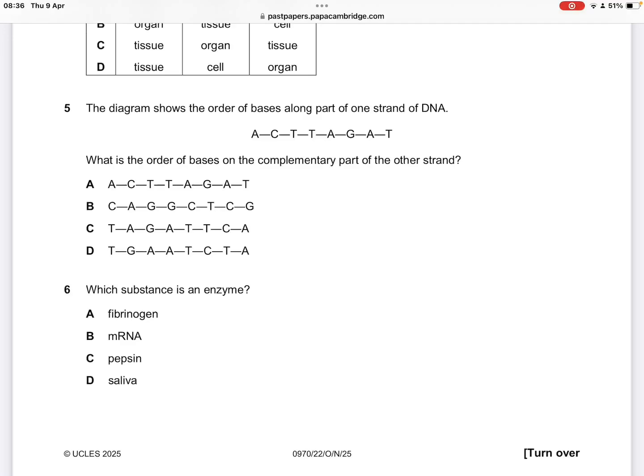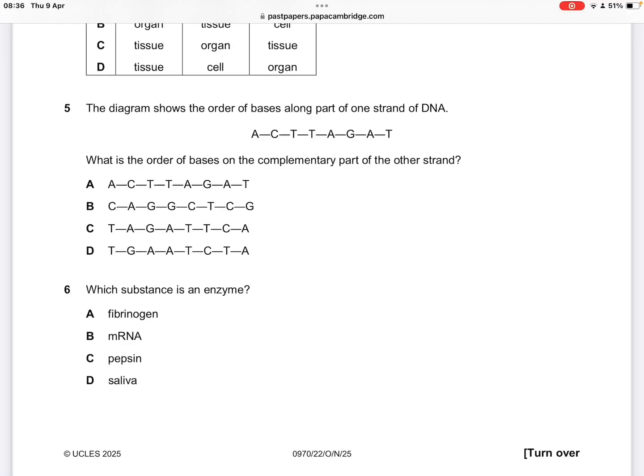So DNA is our genetic material. It carries the code for proteins that our cells need to make. It's a double-stranded molecule. We have been given one strand, and it's asking us what would be the complementary strand that pairs with that.